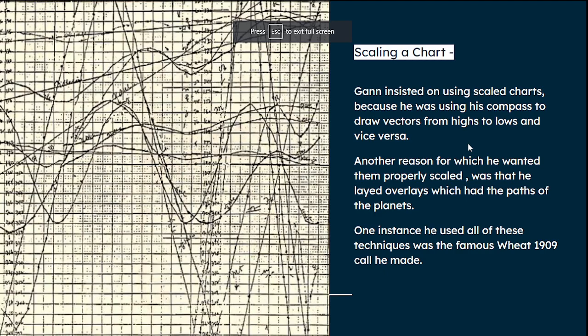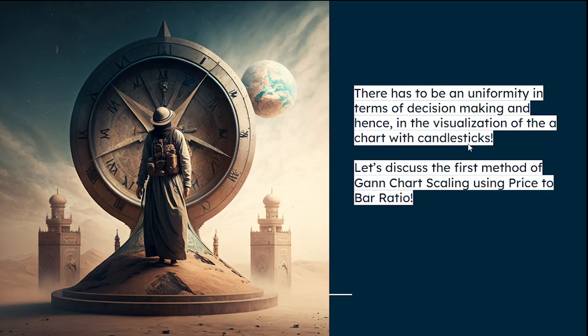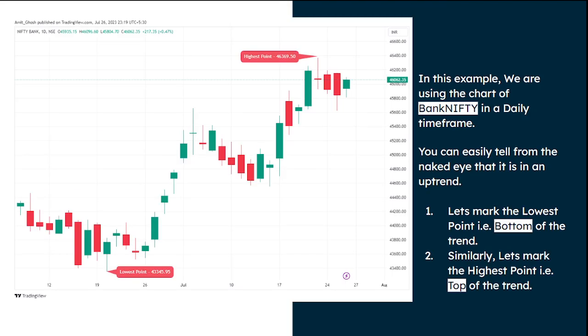So that is why he wanted to scale the chart, to maintain the same scaling everywhere. There has to be uniformity in decision making, and hence in the visualization of a candlestick chart. So let's discuss the first method of Gann chart scaling using the price to bar ratio. In this example, we are using the chart of BankNIFTY in the daily time frame, which we saw earlier. You can easily tell with the naked eye it is an uptrend.